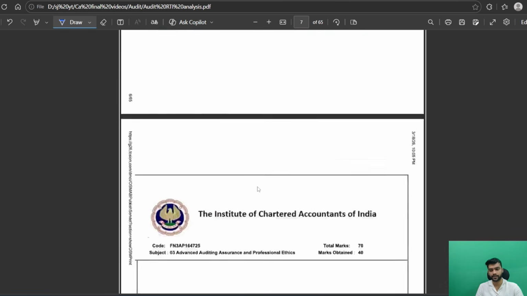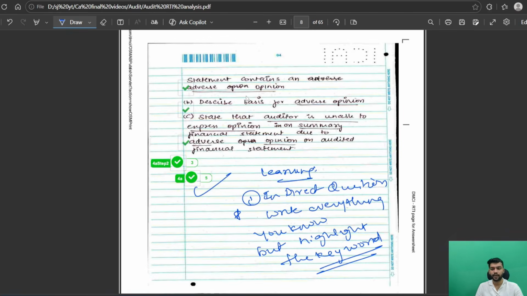State that the audited financial statement contains an adverse opinion. The keyword here is adverse opinion. That is the keyword, and we take this point and it gave me 1 mark. Describe the basis for adverse opinion. There are only 1, 2, 3, 4, 5 words, and I got 1 mark just for writing 5 words.